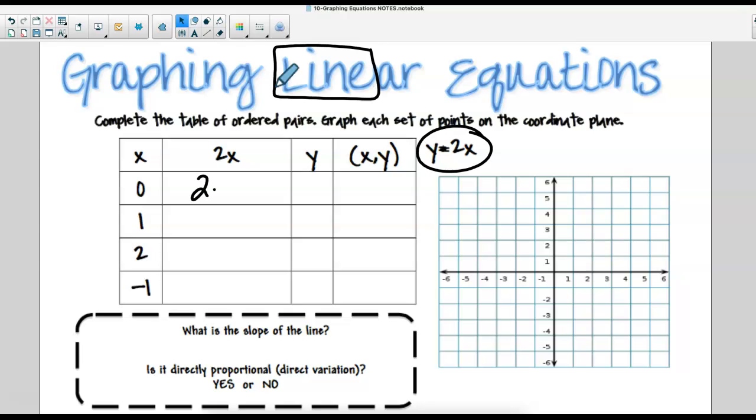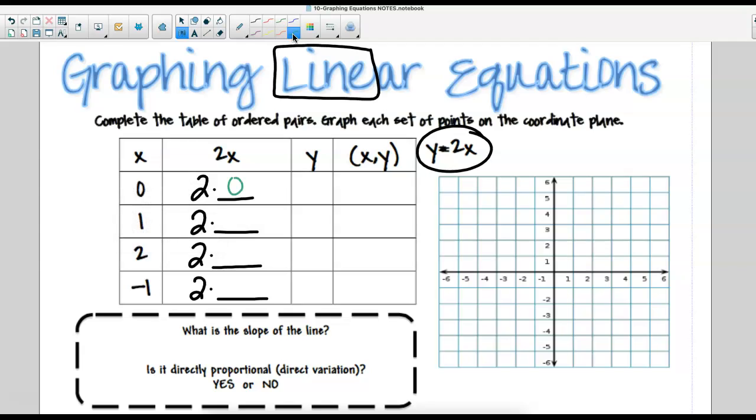I'm going to do this for now. 2 times blank. 2 times blank. You do the same thing. Ultimately, we want to fill in those blanks with numbers. Okay, we're going to fill in those blanks with whatever x is. So the first one is 2 times 0. What's 2 times 0, everyone? 0. Okay, now if you need a calculator for some of this, you can use it. I think most of it we'll be able to do in our head.